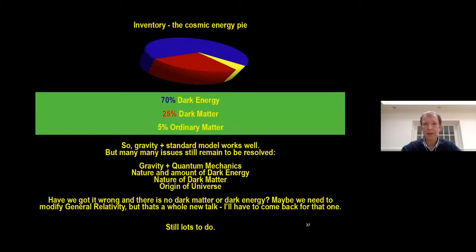And so we finish. Here's the inventory of our universe, the current state of it. About 70% of the energy density is in dark energy. We don't know what it is. 25% is in dark matter. We don't know what it is. But 5% we've got cracked. Except we don't know where the standard model really fits in the world of particle physics. What fundamental theory would have the standard model? So gravity and the standard model work well, but there are many issues that remain to be resolved.